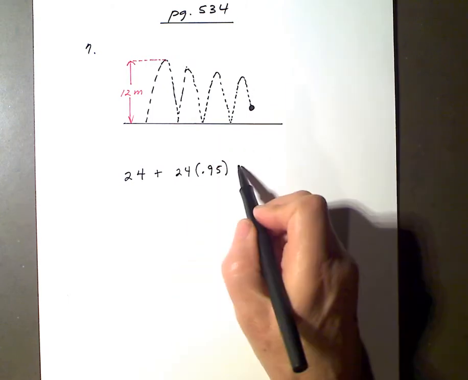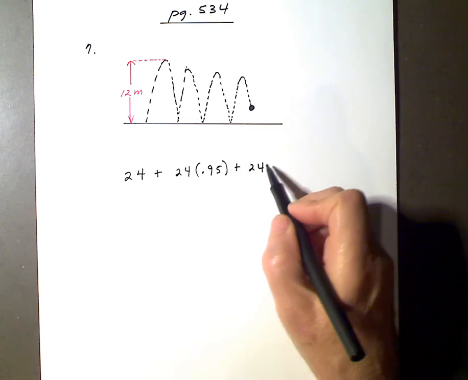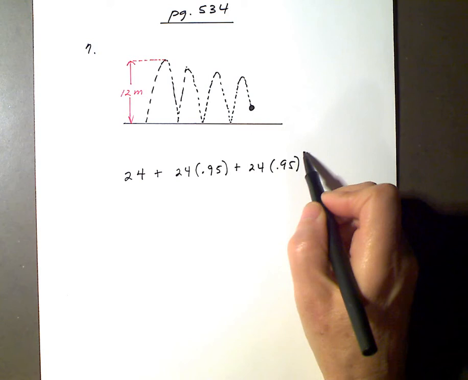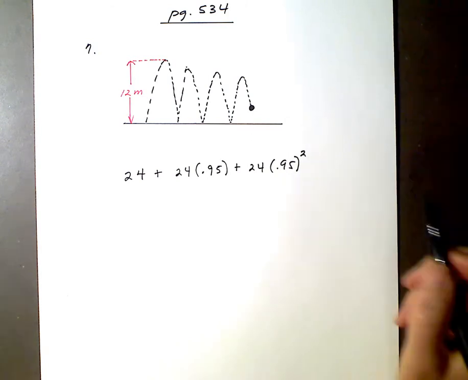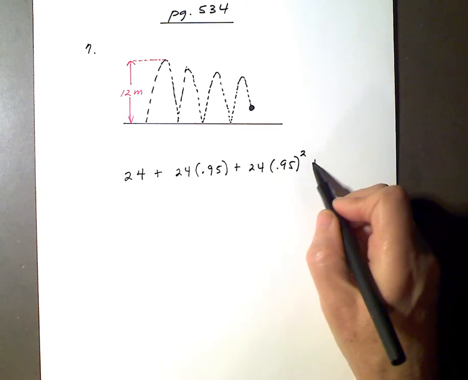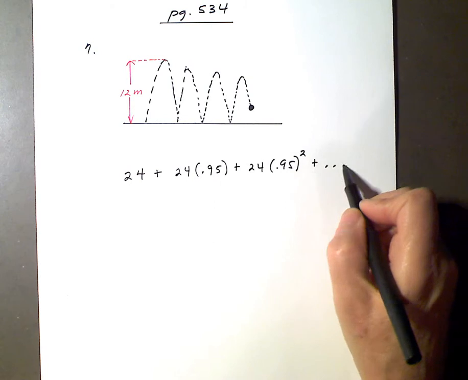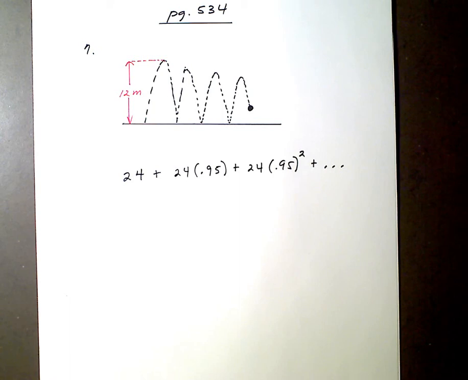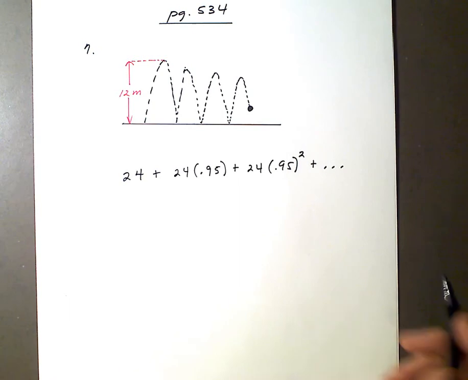So it's going to go 24 times 95% times 95% again. So that's to the second power, and so on. So that pattern continues. We just keep taking 95% of the previous bounce. So they want to know, well, what is this sum? What's the total vertical distance traveled?